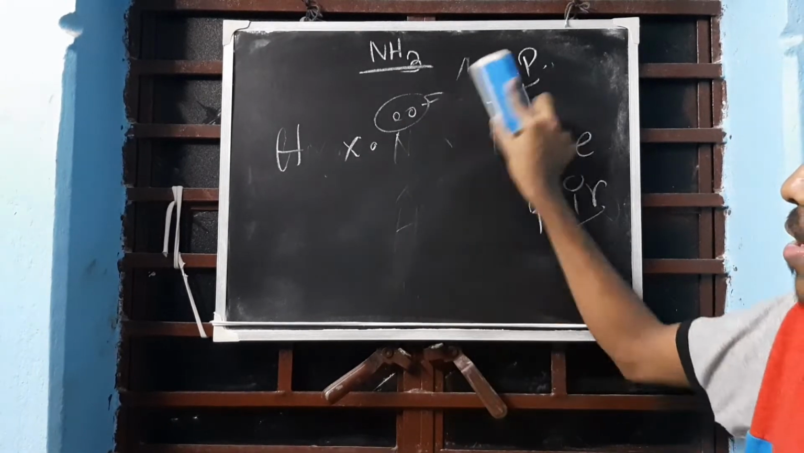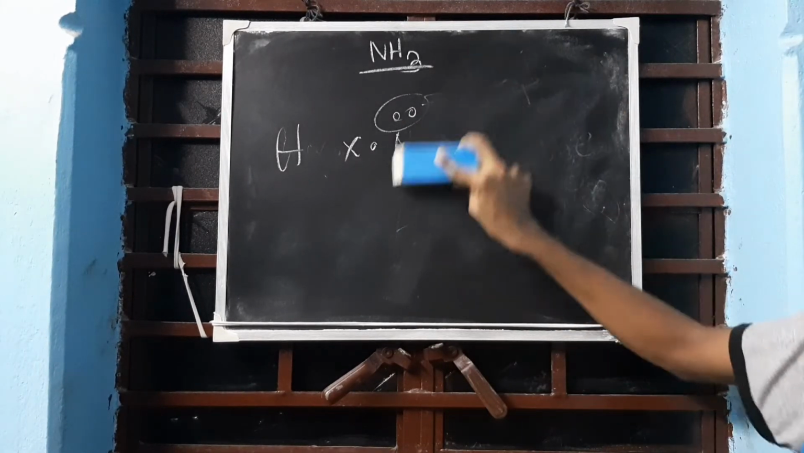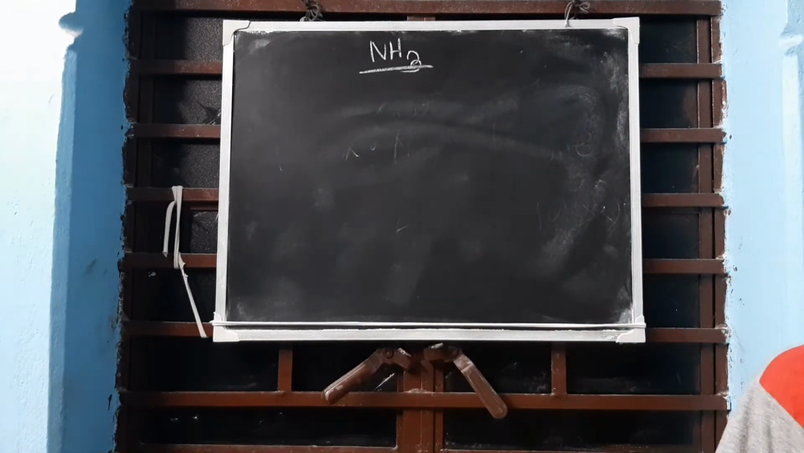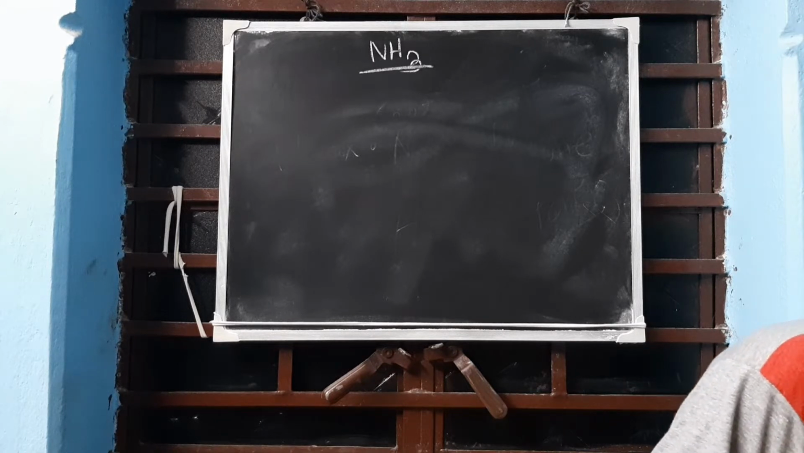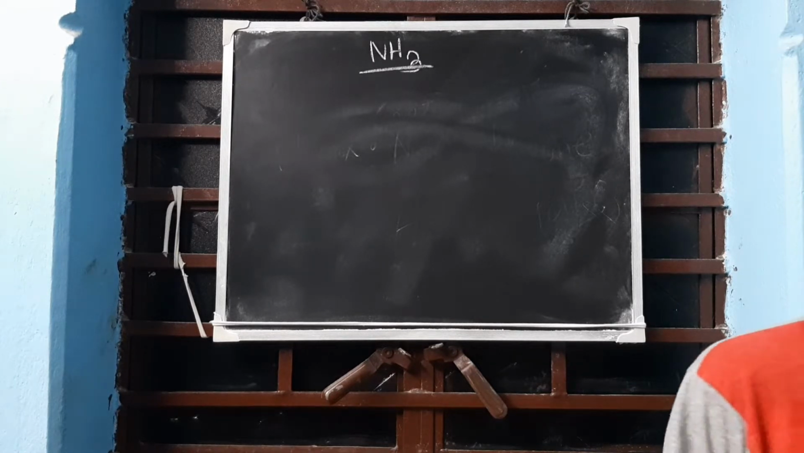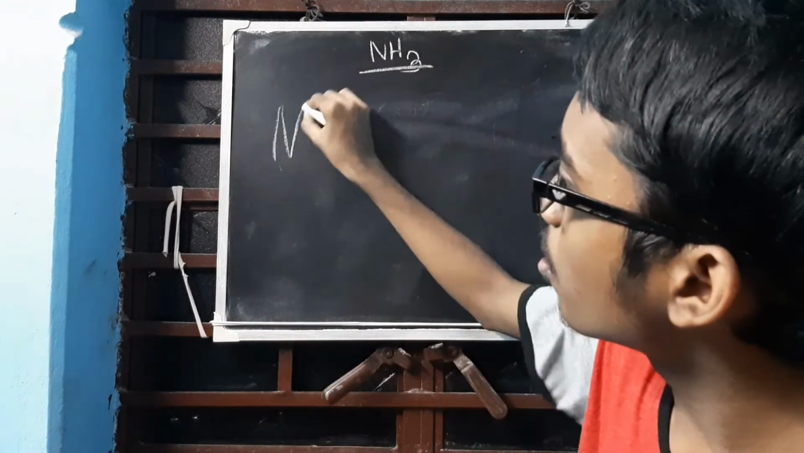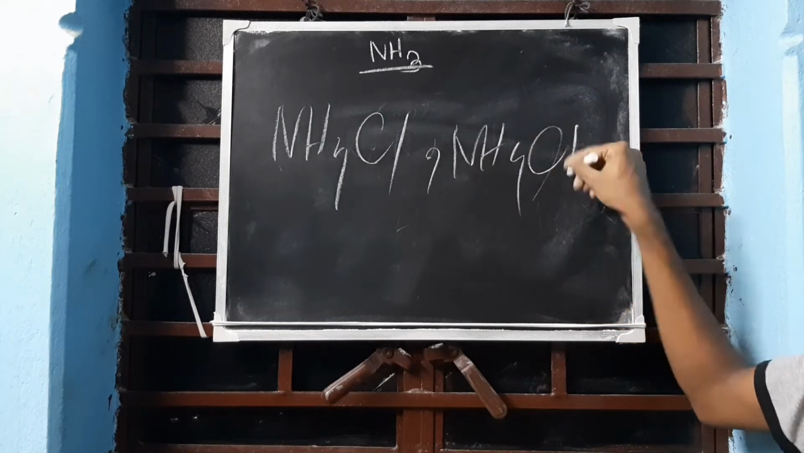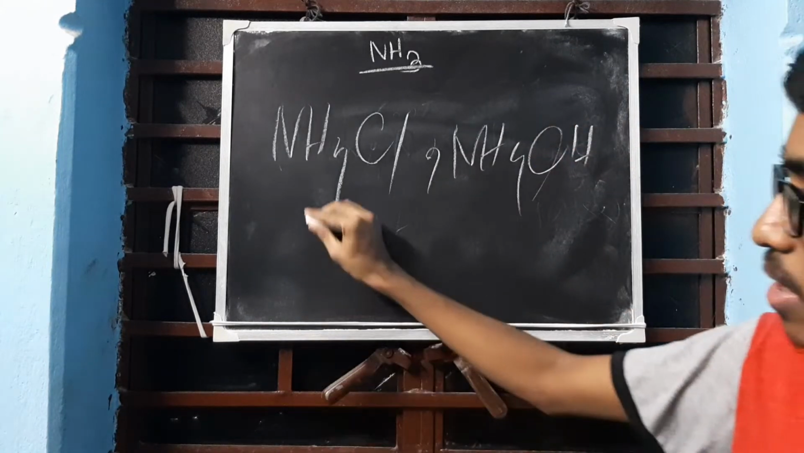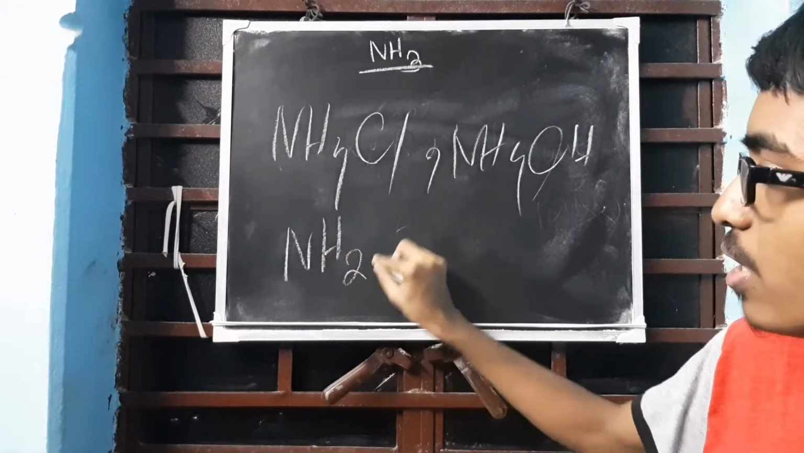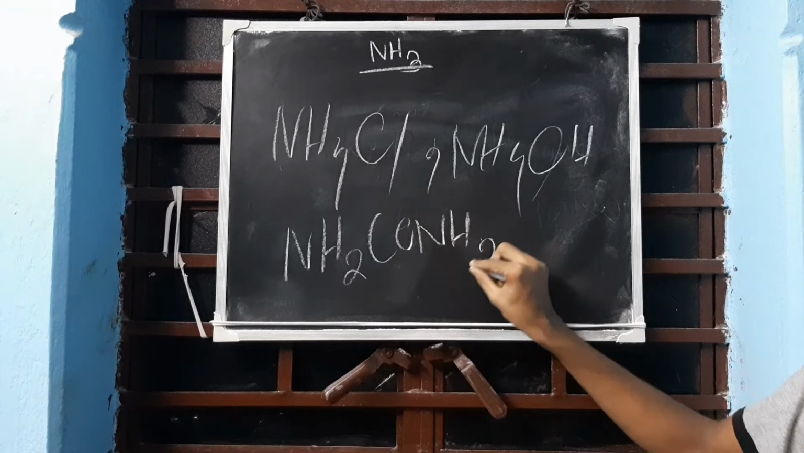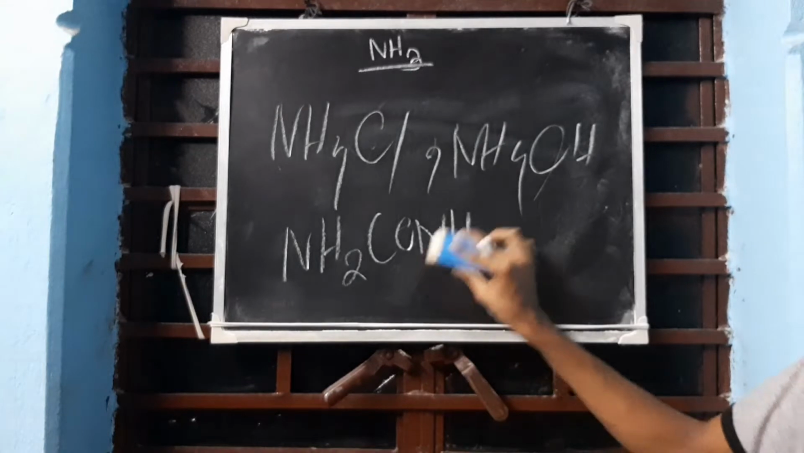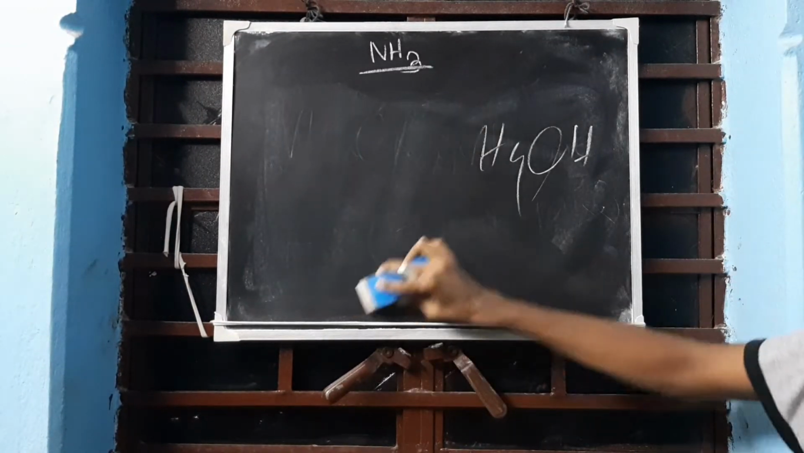Next, occurrence. As I have already told you, it occurs in the free state as well as in the combined state. It occurs as free state in small amounts and in combined state in many forms, like ammonium chloride, then ammonium hydroxide. A lot of things in which it can occur, even urea, NH2CONH2. You can also write it as CO(NH2)2. So these are all combined forms of ammonia.